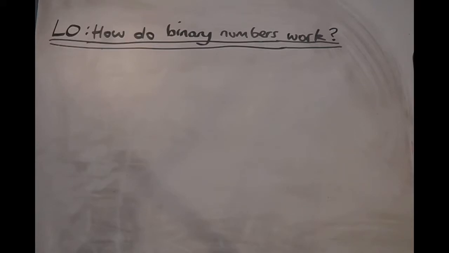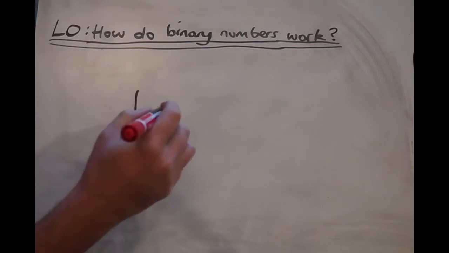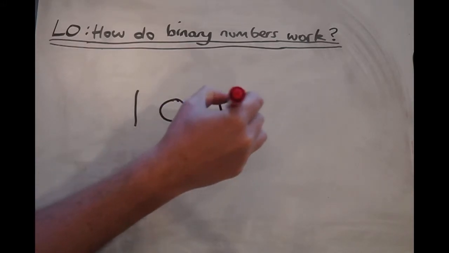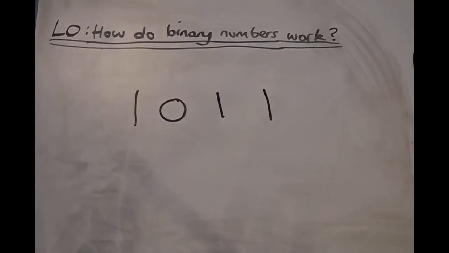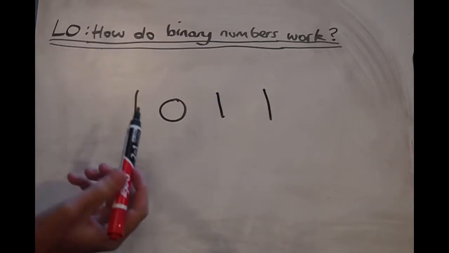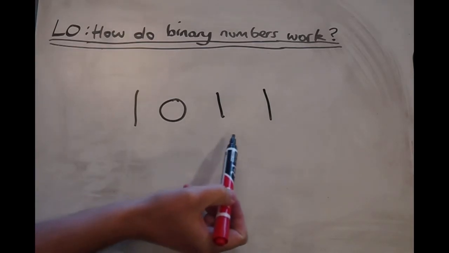Okay, so in this video we're just going to recap how binary numbers work, and I'm going to do that just by writing out a binary number. We'll start with a small binary number. Okay, so here is a small binary number, 1, 0, 1, 1.